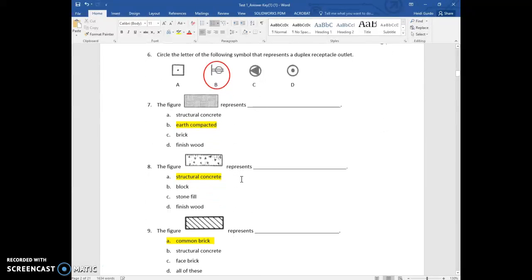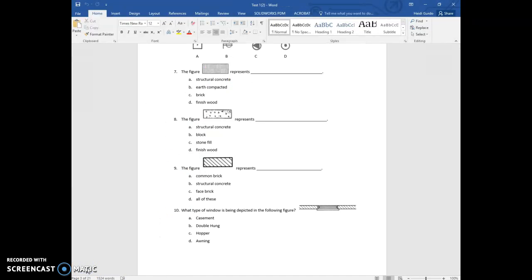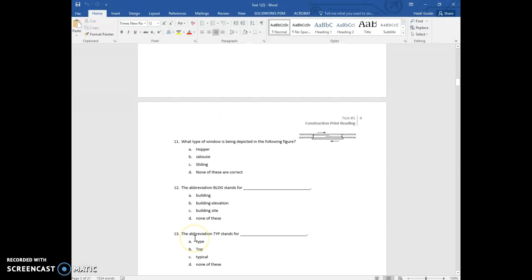Number 6. This symbol represents a duplex receptacle outlet. This figure represents earth compacted, and you can find all of these symbols in your textbook. So all of the symbols for 7, 8, 9, 10, and 11 you can find in Unit 5, which is called Use of Symbols in your textbook.